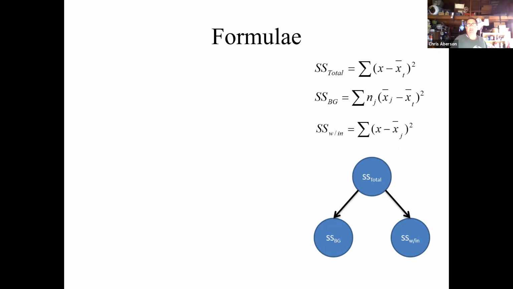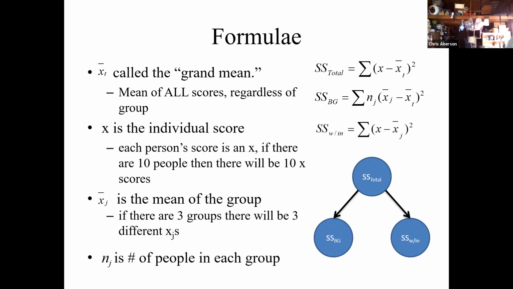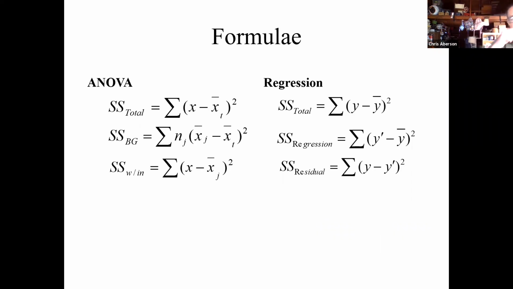So our ANOVA formulas on the right here: grand mean, individual score, mean of the group, and sub J. So all of those pieces that we've already talked about. But those are our formulas. We're going to focus on those three formulas, but we're going to compare them to regression. So sums of square total.